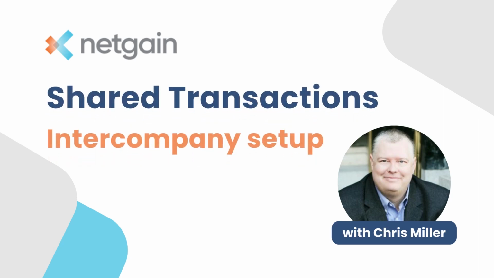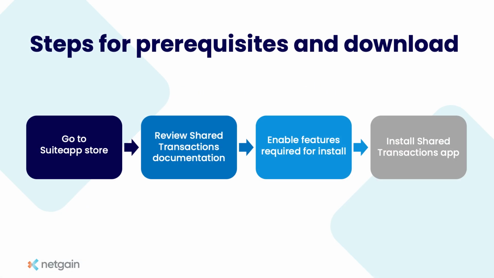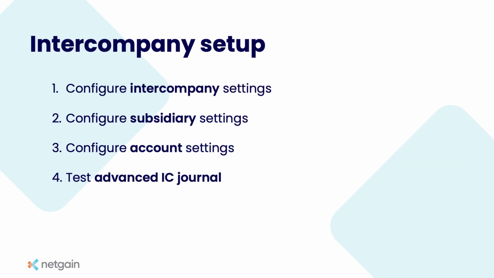Welcome to part two of the shared transaction setup. Now that we've completed the steps required for the download, we're going to next speak and review how to do the intercompany setup. And that really is here. We want to configure the intercompany settings, configure the subsidiary settings, configure the account settings, and then go ahead and test an advanced intercompany journal just to make sure that we're doing it correctly.